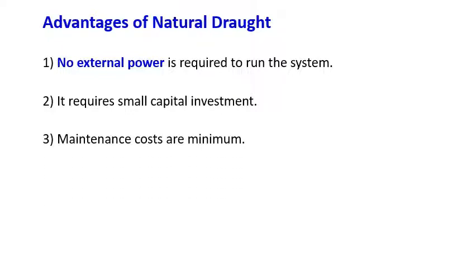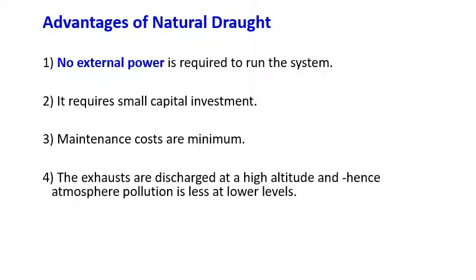Maintenance cost is minimum because there is no bearing, there is no routine checking of the bearings or the fan blade profiles and all. Therefore the maintenance cost will be less. The exhausts are discharged at a high altitude, and hence atmospheric pollution is less. The system has a long life because it has no fan.